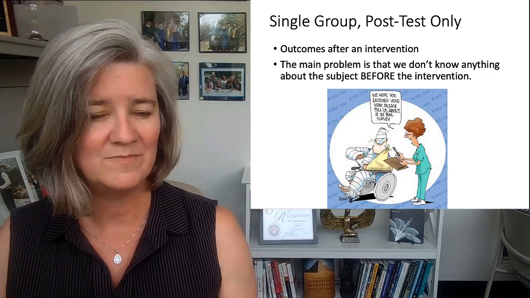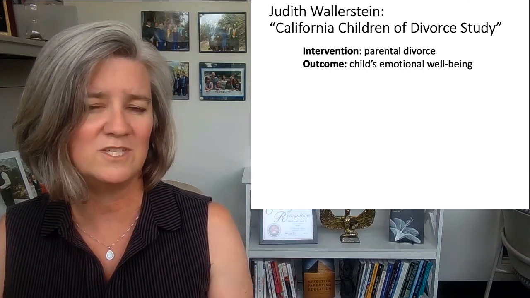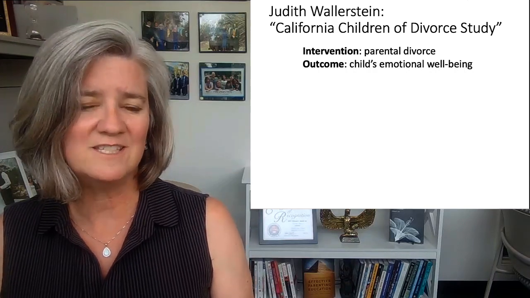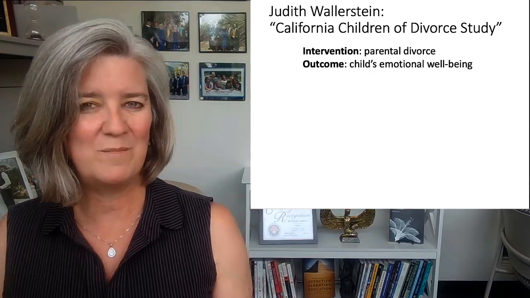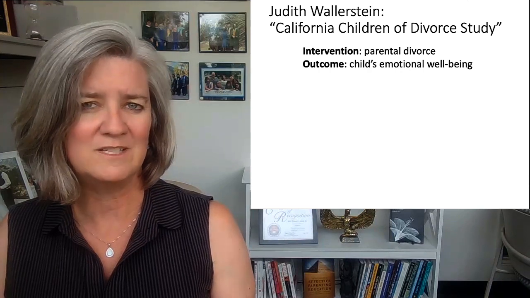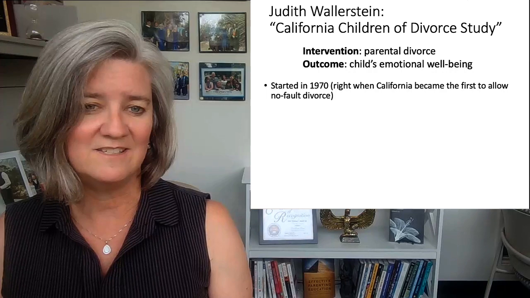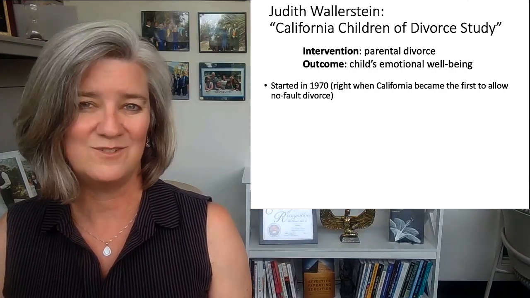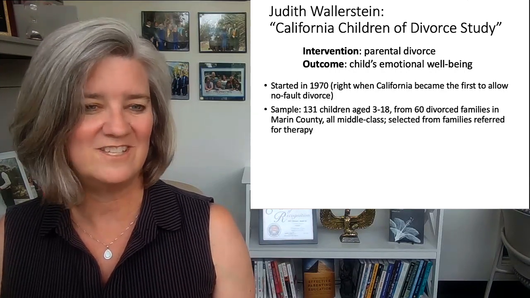To share an example from HDFS, we turn to Judith Wallerstein's very famous Children of Divorce study. She conceptualized parental divorce as an intervention, and she wanted to know about the outcome of children's emotional well-being as a result of experiencing parental divorce. She did this starting in 1970. California had just become the first state to allow no-fault divorce, and so divorce rates were rising here. And that is when she launched this study.